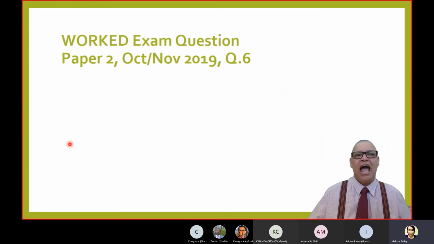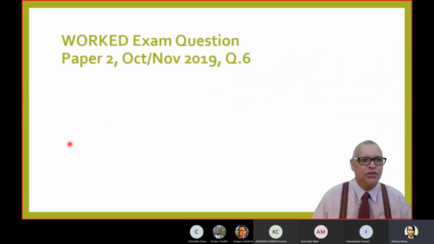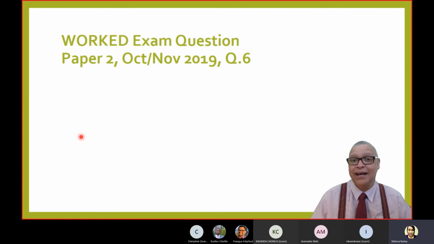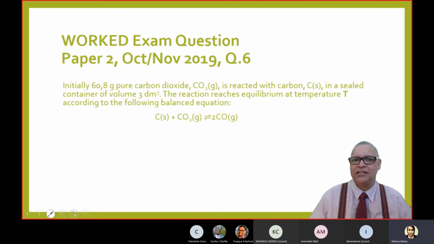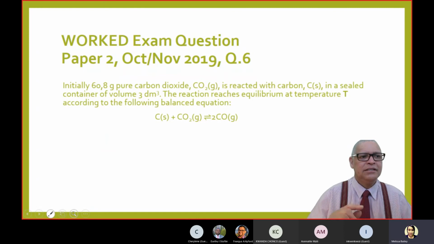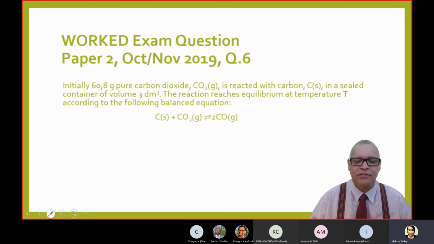Let's have a look now at a worked example. This is drawn from paper 2, the October-November 2019. Believe it or not, it was last year's paper, question number 6. All right? And that question read as follows. Initially. Now that word is important. The word initially means at the start. Remember, in the RICE table, this will represent an I. Very important.